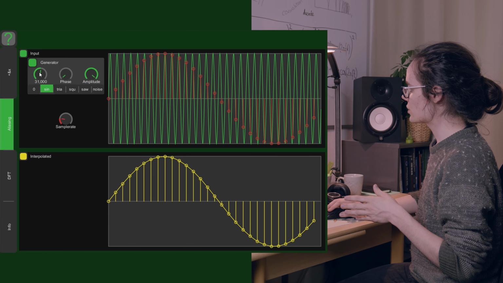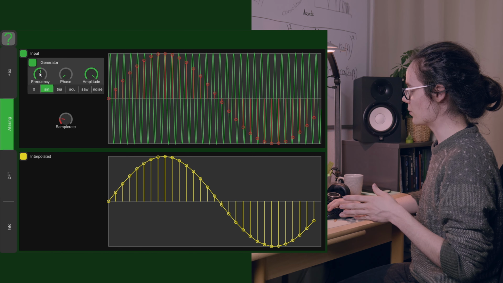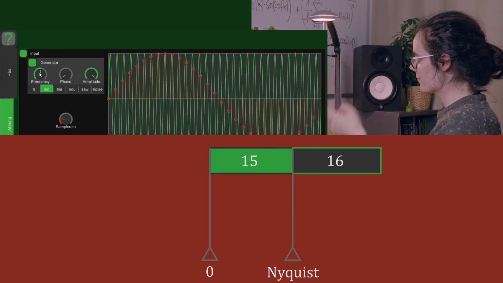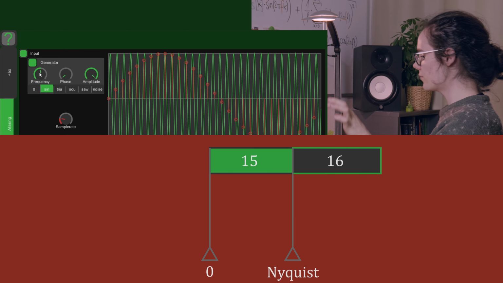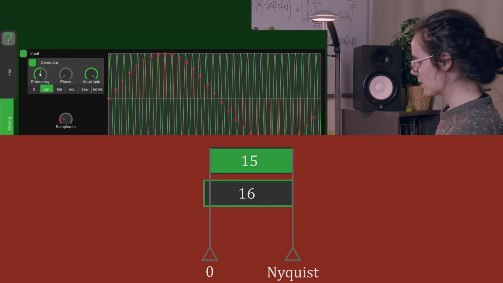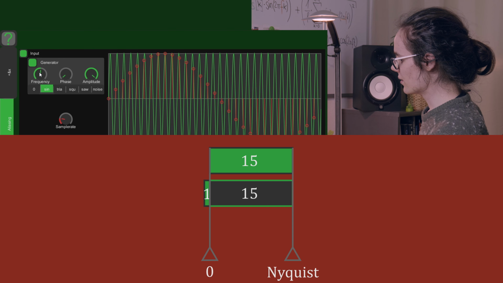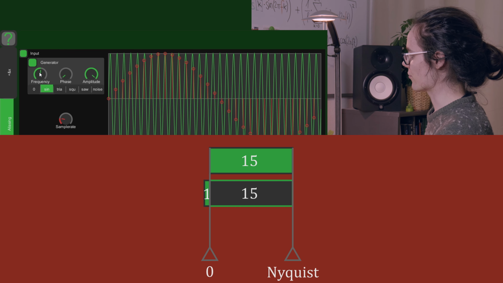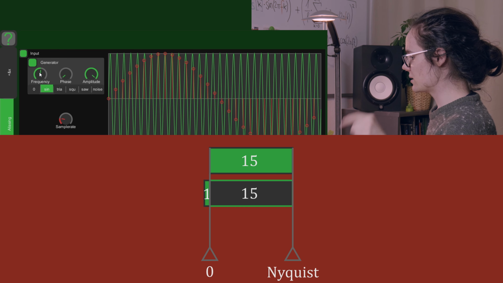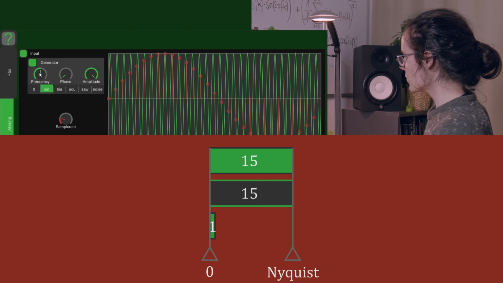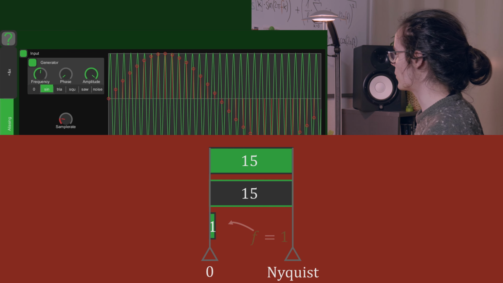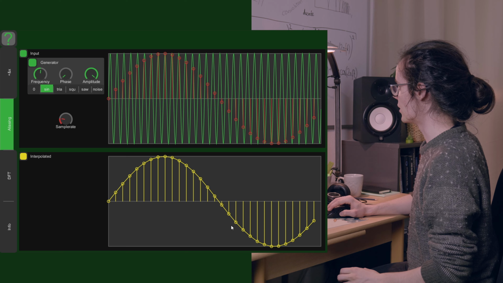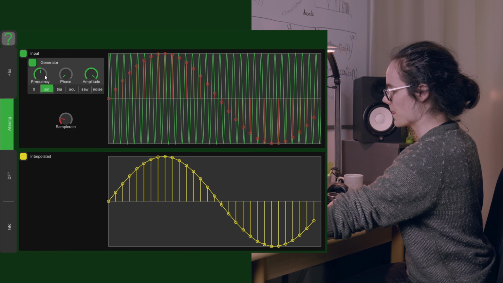So if the generator is at a frequency of 31, 31 goes 16 above the Nyquist frequency. So 15 minus 16 equals -1. And -1 goes 1 beyond the zeroth frequency. So 0 plus 1 gives us a frequency of 1. This is why we see exactly 1 period inside this window. Let's push it even further.